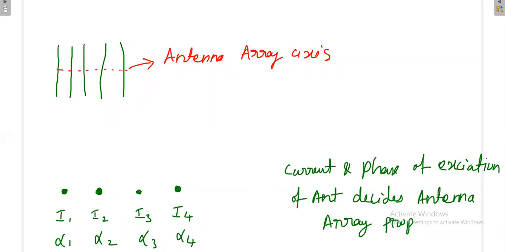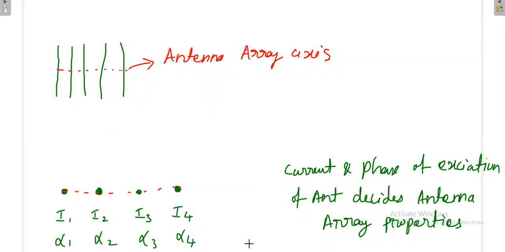That means what? Finally, my maximum radiation may be anywhere. If I connect all these dots, this is the antenna array axis. Finally, my maximum radiation can be here, perpendicular to the antenna array axis, or it may be along the array axis, or somewhere in between. So I do not know in which direction the maximum radiation is going to be. That all depends on I1, I2, I3, I4, and alpha 1, alpha 2, alpha 3, alpha 4.